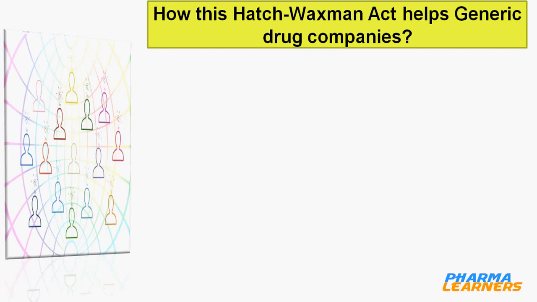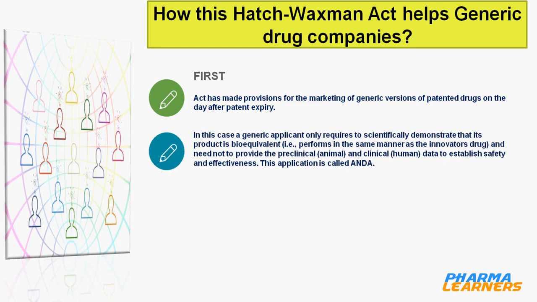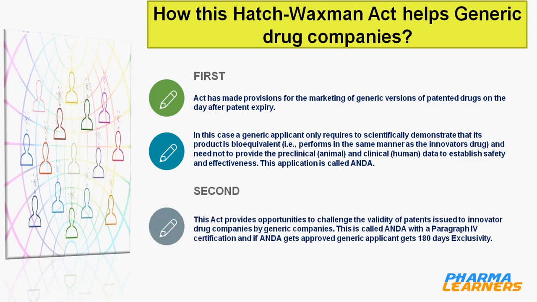Now let me explain how this Act helps generic drug companies. First, this Act has made provisions for the marketing of generic versions of patented drugs on the day after patent expiry. In this case, a generic applicant only needs to scientifically demonstrate that its product is bioequivalent, that is, performs in the same manner as the innovator's drug, and does not need to provide the preclinical, meaning animal, and clinical, meaning human, data to establish safety and effectiveness. This application is called an ANDA or generic drug application.